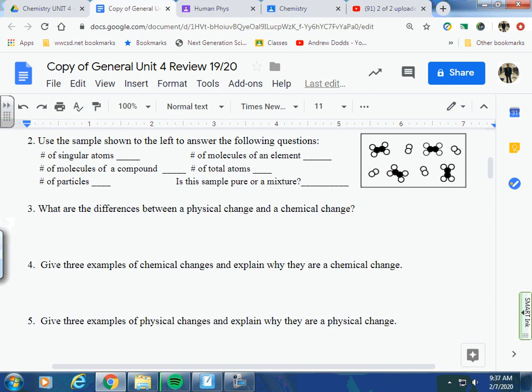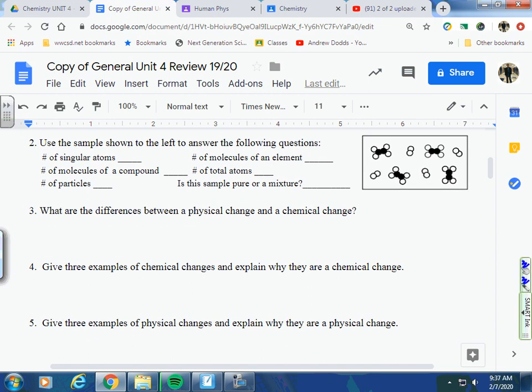All right, number 2, we're just going to look at this sample over there. How many singular atoms do you see in that sample? 0? How many molecules of an element do you see? 4? This, and this? All right, how many molecules of a compound do you see? Compounds would be this, and this.